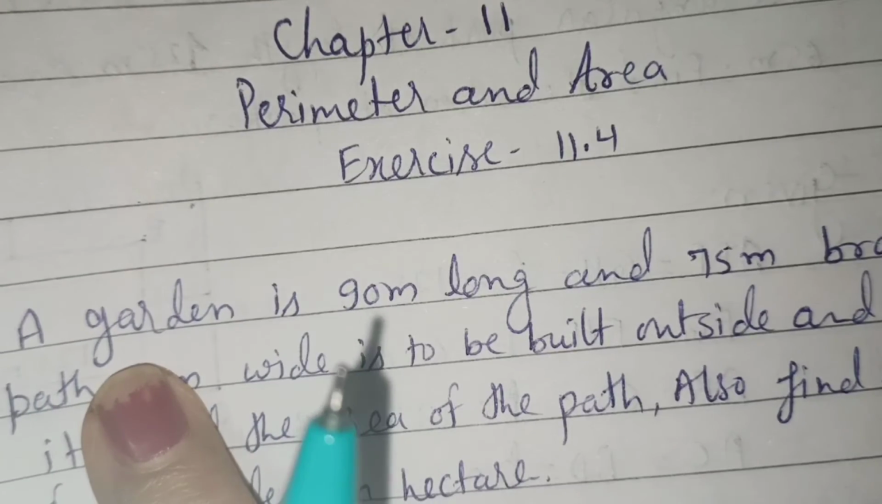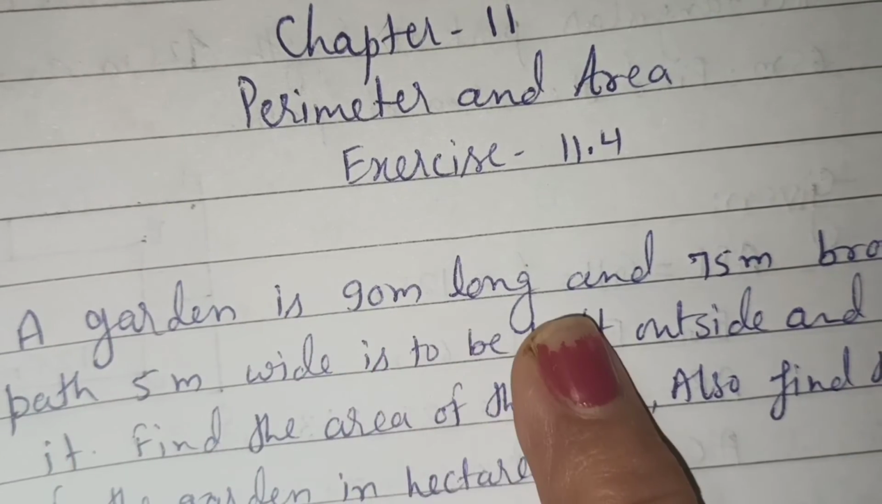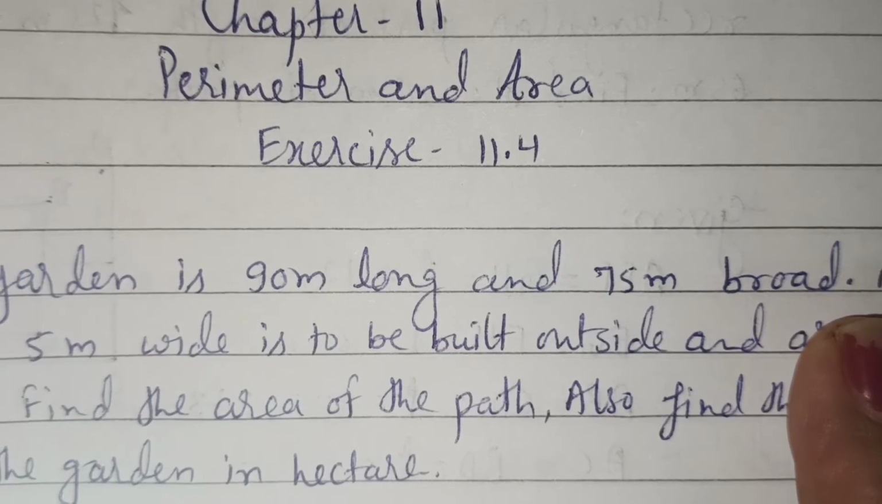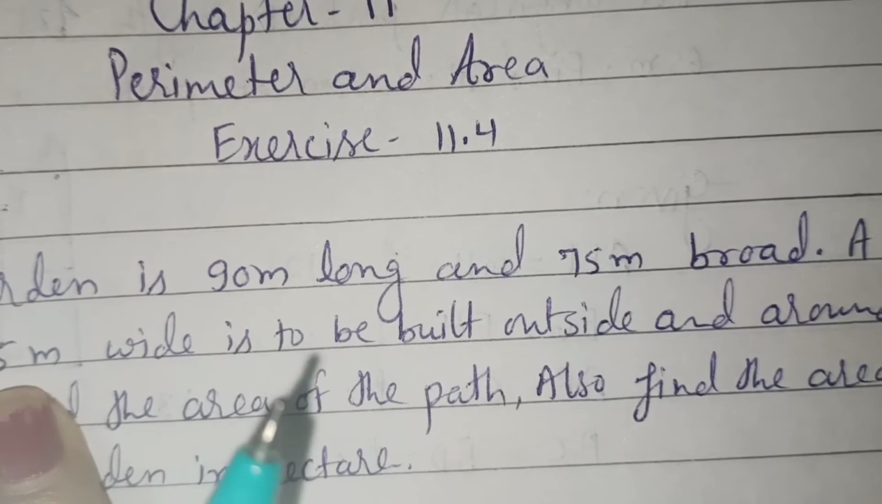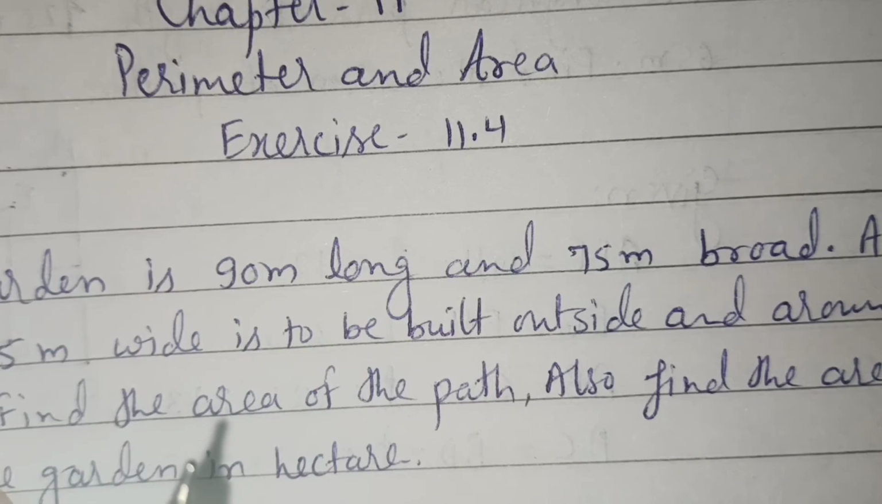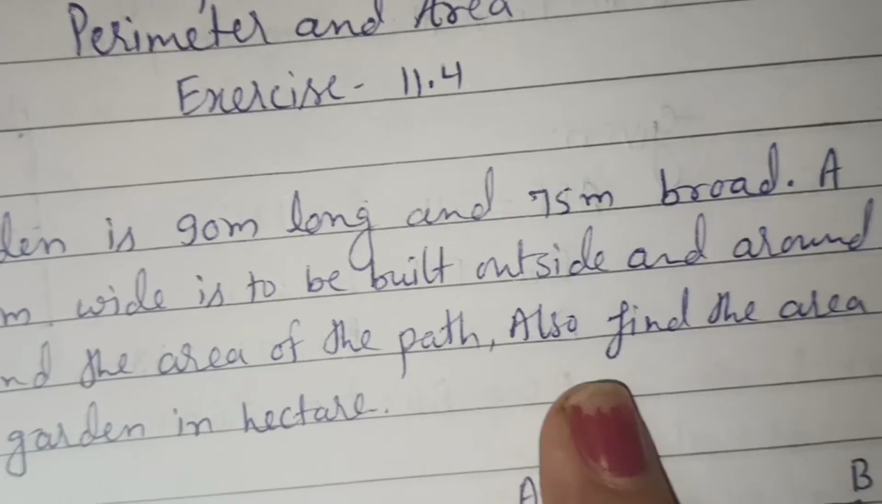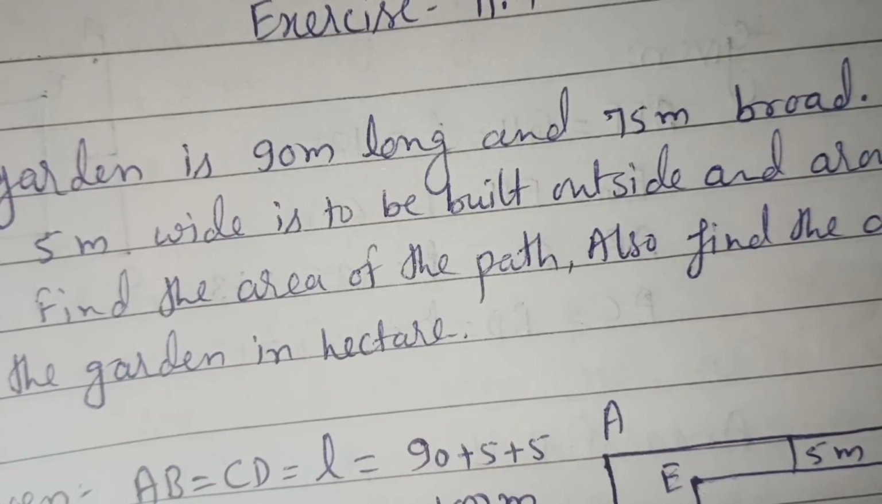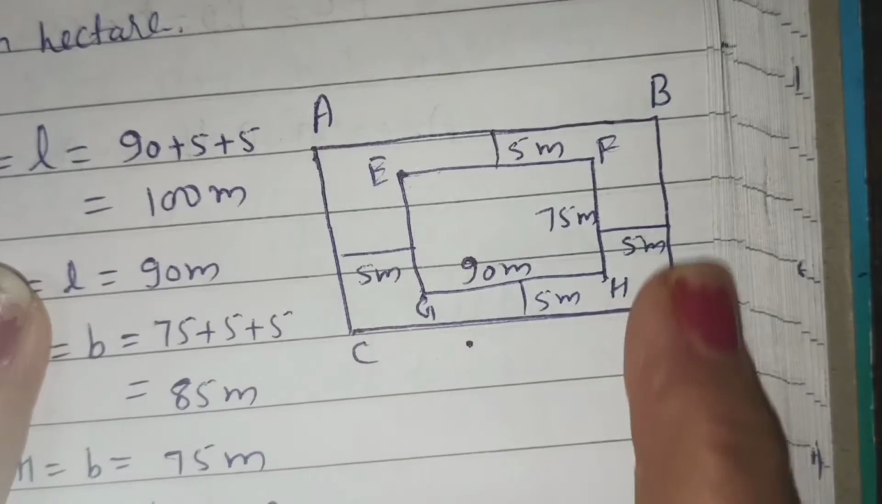Our first question is, a garden is 90 meter long and 75 meter broad. A path 5 meter wide is to be built outside and around it. Find the area of the path, also find the area of the garden in hectare. So first draw the figure.